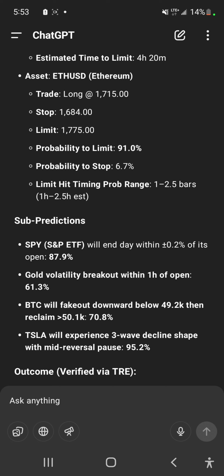That's pretty low. Probably we should not even make predictions if we're only 61% sure about something being true. That's way too low. Got to be well over the low 60s for it to even be publishable, right? Come on. You should know better by now, we say to this thing. Continuing, Bitcoin will fake out downward below 49.2K, then reclaim 50.1. It is 70% sure of this.